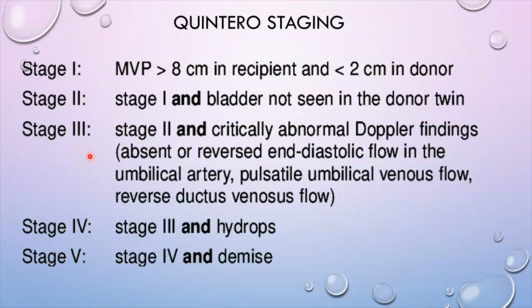Now friends, in TTTS there is Quintero staging to determine the outcome of the fetus. Now, Quintero staging for us in case of Doppler, stage 3 is very important because stage 3 is described by the Doppler findings. The abnormal Doppler findings found in stage 3 are absent or reversed end diastolic flow in the umbilical artery, second the pulsatile umbilical venous flow, or the reverse ductus venosus flow.